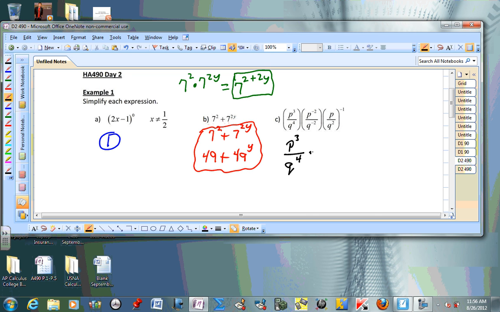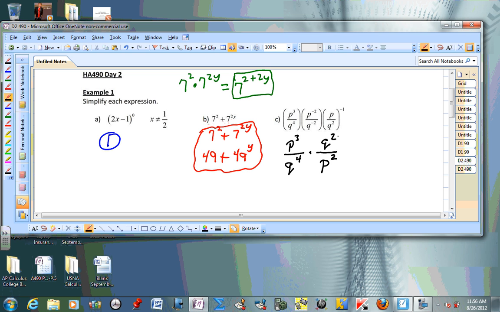Now let's look at the second fraction. We got p to the negative 2nd power in the numerator. Well, remember that negative exponents mean reciprocal. So p in the numerator, when we're taking reciprocal, we'll bring p to the denominator. And when we take a reciprocal, our exponent becomes positive. Now there's q in the denominator. Well, when you take the reciprocal, that'll move q to the numerator, and the exponent becomes positive.